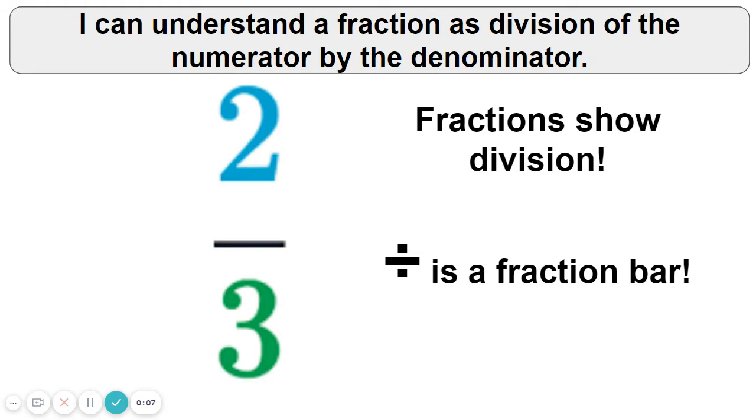All right, so yesterday we started our discussion about how fractions show division. And we know that the division symbol is just a fraction bar. So the dot on the top of the division symbol is standing for our numerator, and the dot on the bottom of our division symbol stands for our denominator. So remember, our numerator is our top number, our denominator is our bottom number.